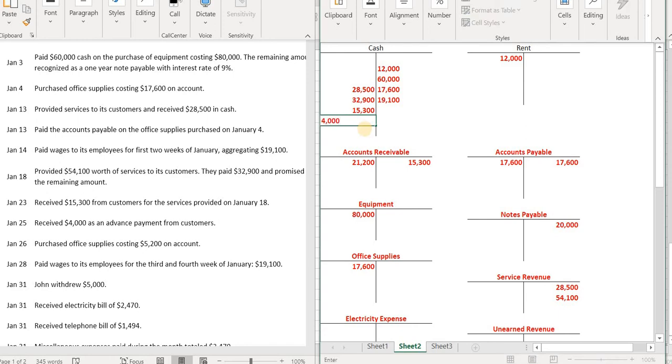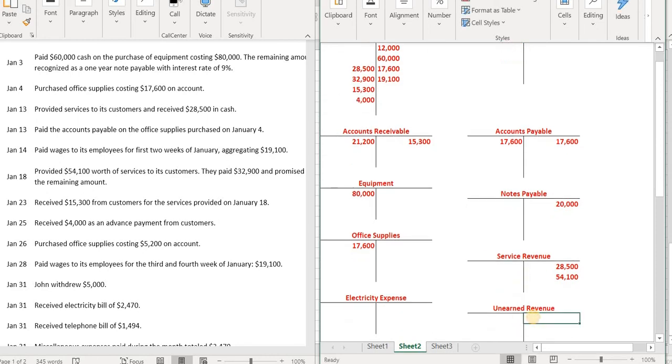$4,000 cash received. Unearned revenue, $4,000. So, got $4,000, put it in unearned revenue. What are we going to do when we do that work? When we do the work, we're going to take it out of unearned revenue and move it over to service revenue.